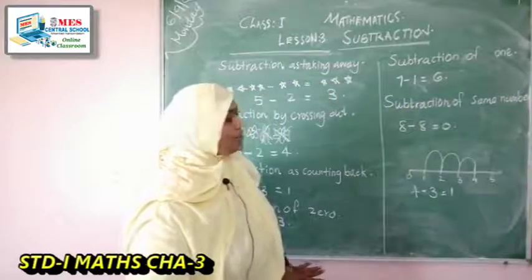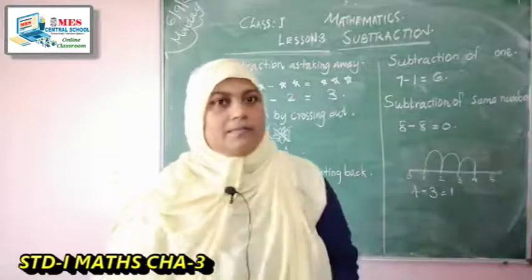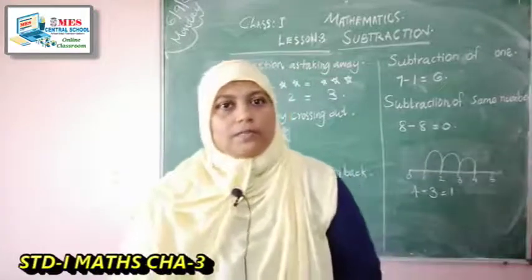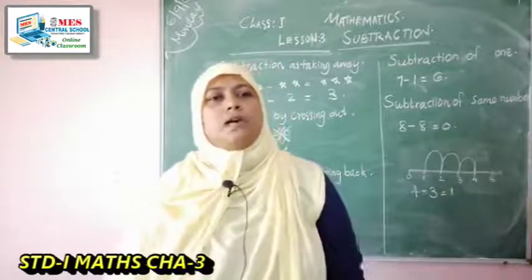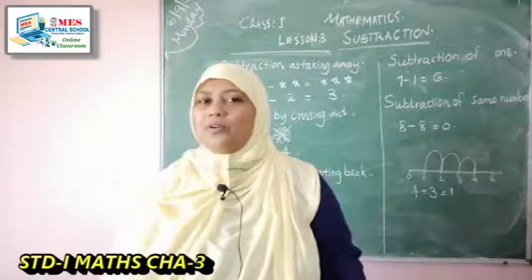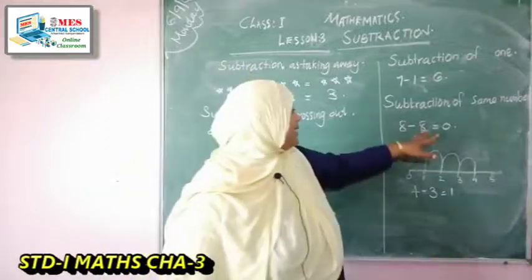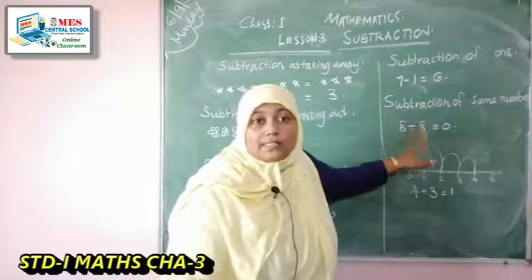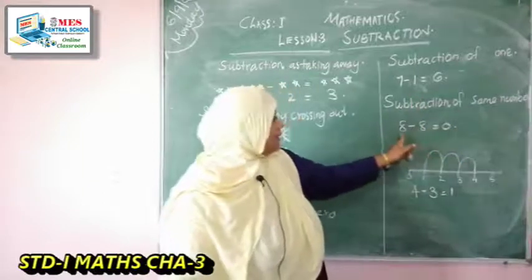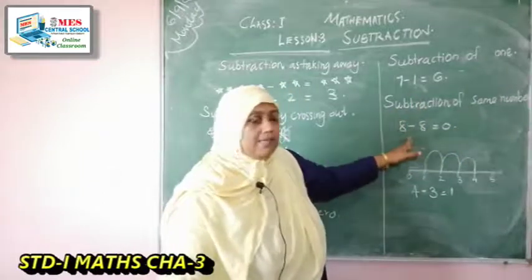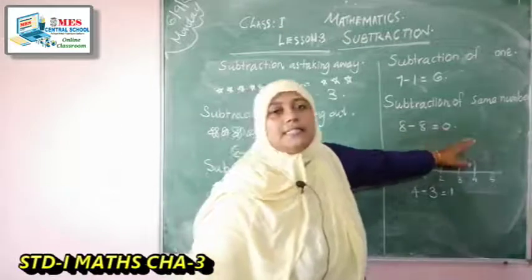If you subtract the same number, for example, 5 toffees are with you, and 5 toffees are fully taken by your father. How many remain with you? No toffees. So that is 0. No toffees means 0. So when we subtract the same number from the number, we will get 0.